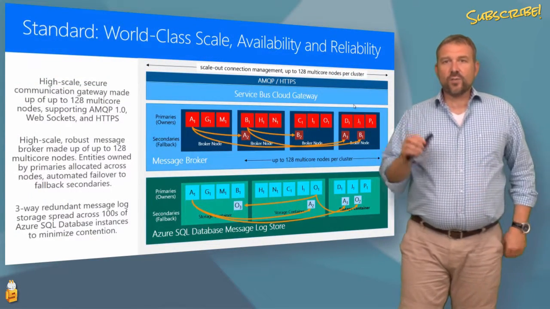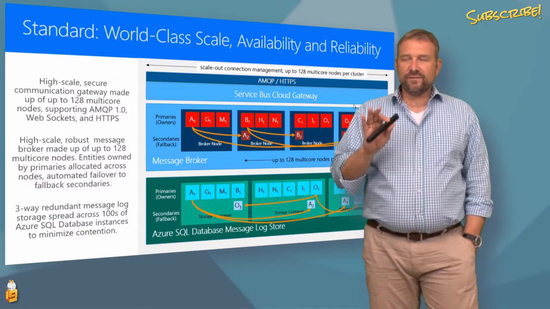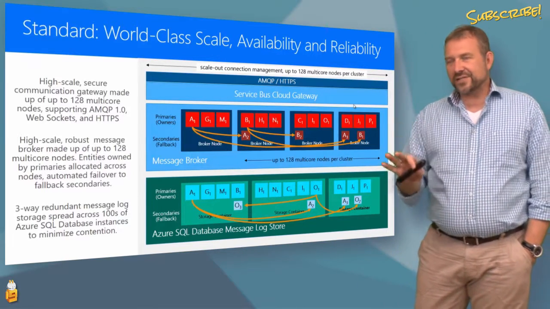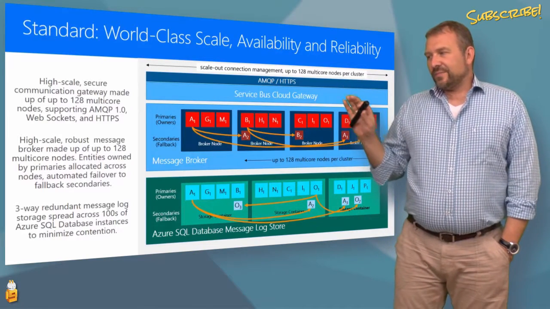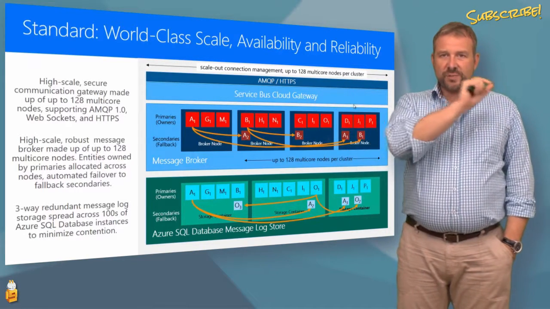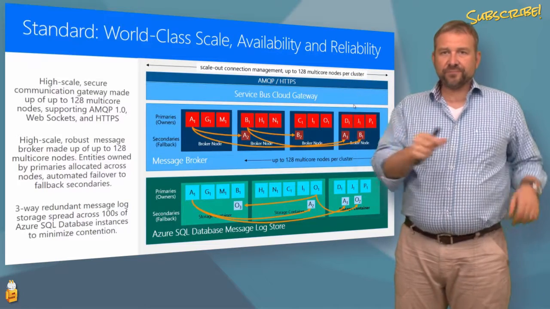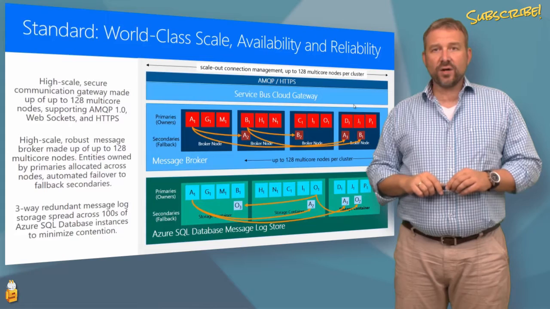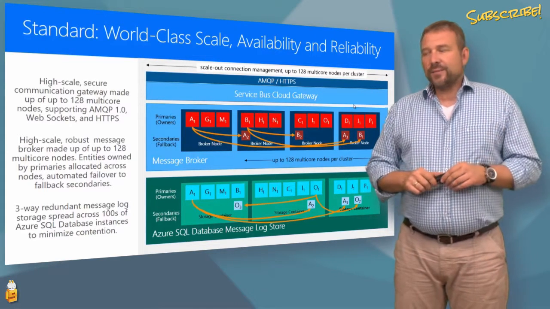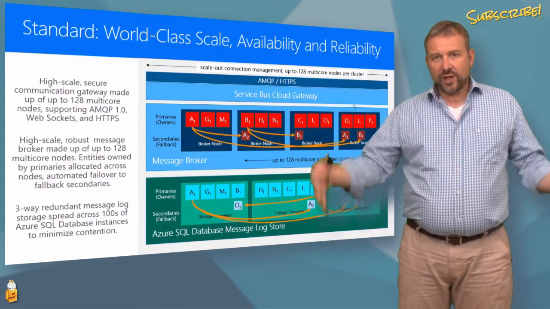The price is very low, but the quality is very high. You get a world-class, high-scale, highly available, highly reliable system. Our communication gateways, which speak AMQP and HTTP, are scaled out. They're stateless gateways, up to 128 nodes, 128 machines per Service Bus cluster.